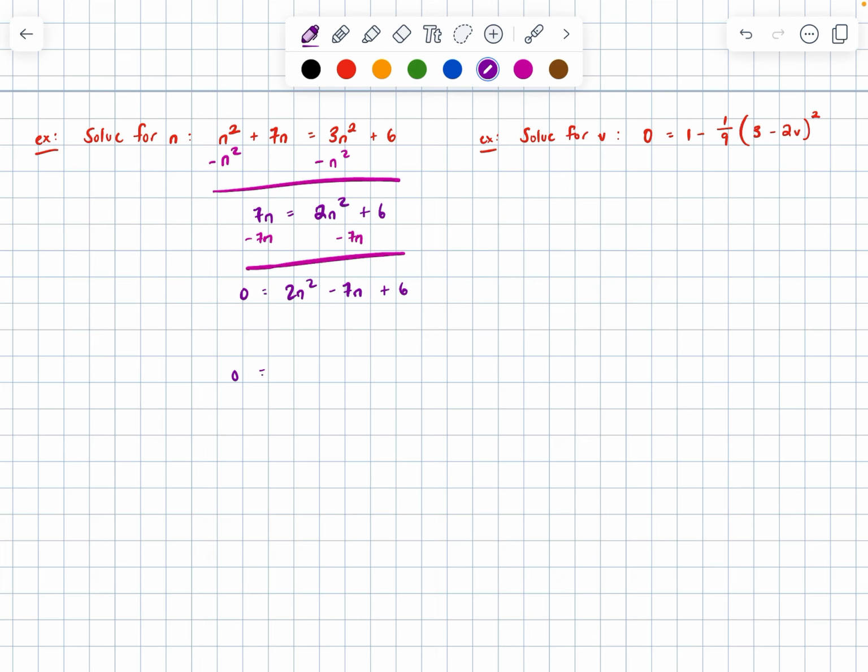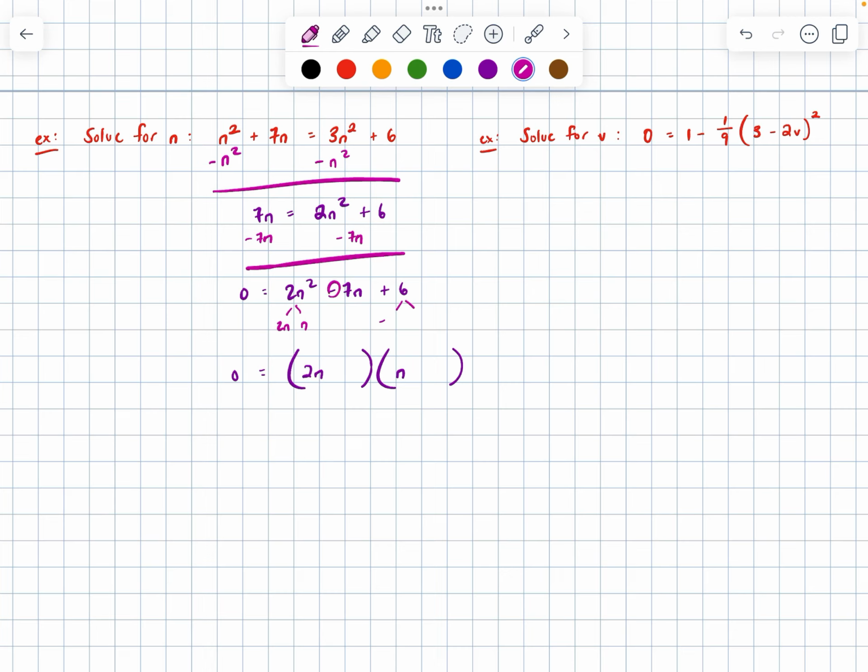Now, I have a 0 on one side. Let's factor the other. Notice that this guy is a quadratic trinomial. At the front, I need 2 numbers to multiply to 2n squared. Well, that's got to be 2n times n. So let me flesh out my parentheses over here. And at the back, I need 2 numbers here to multiply to positive 6.